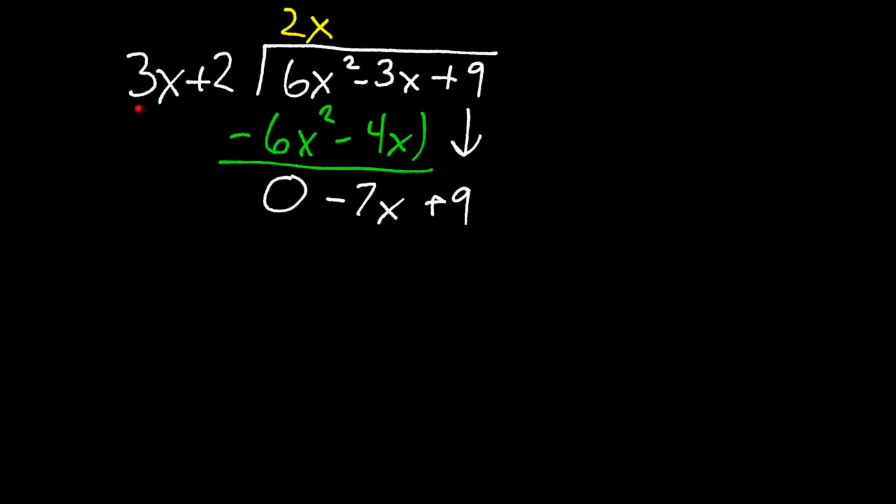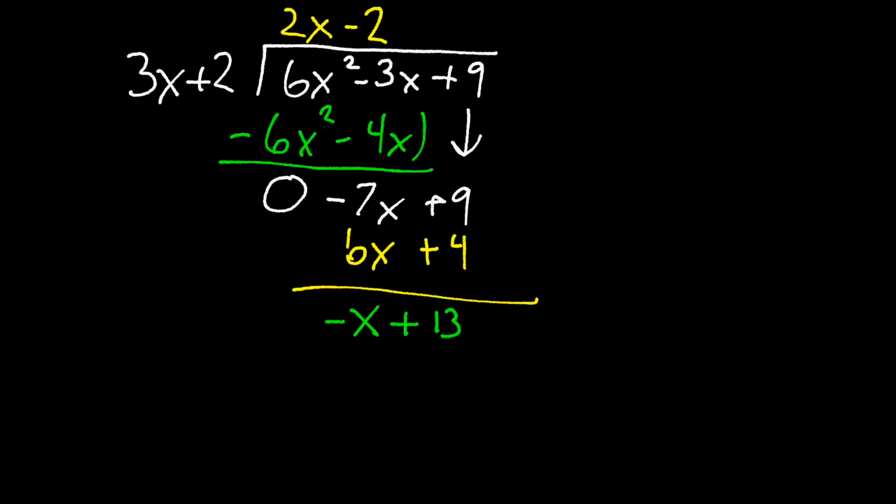So what multiple of 3 gets me close to negative 7? And that answer is negative 2. So I'm going to multiply by negative 2. That's going to give me negative 6x minus 4. Since we subtract in our division, remember, we're going to flip the signs on both of them. So this becomes a positive 6x and a plus 4. That way, now we just add them together. Negative 7x plus 6x is negative x. 9 plus 4 is 13, so I have negative x plus 13.